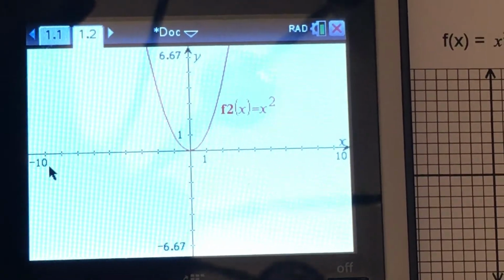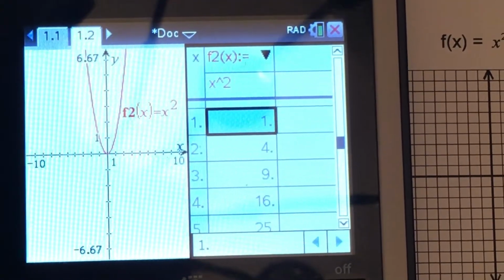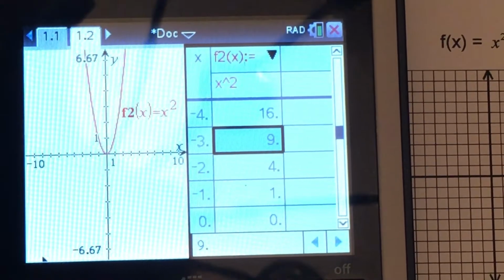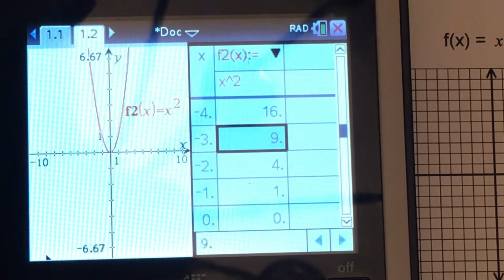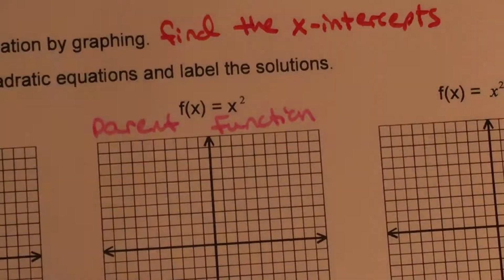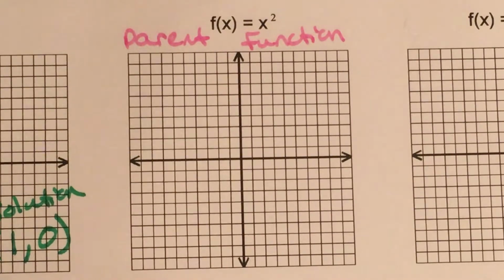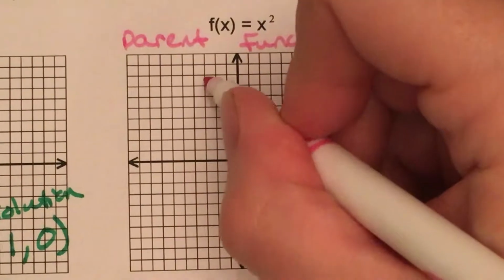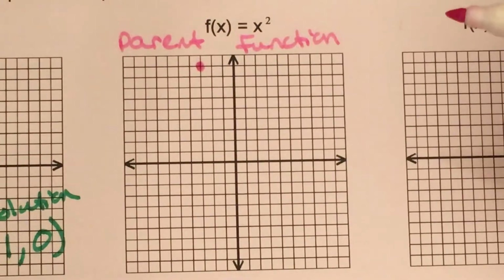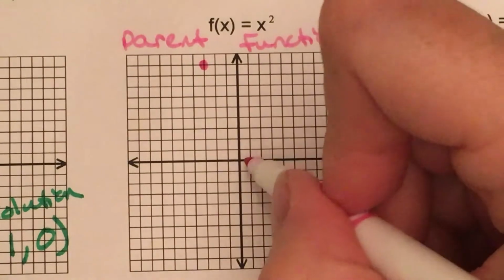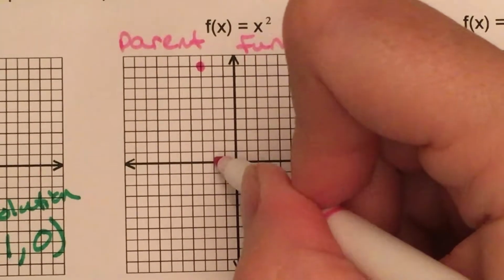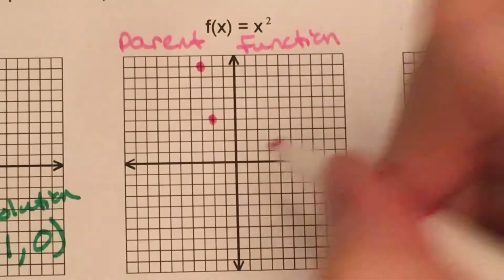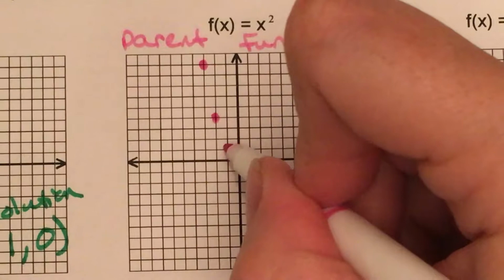Let's go look at the table. Control T. There's the table. And my points will fit on my graph starting at -3, 9. So that's where we'll begin plotting them. So to the left 3, up 9. Next point, left 2, up 4. 2, 3, 4. Third point, left 1, up 1.